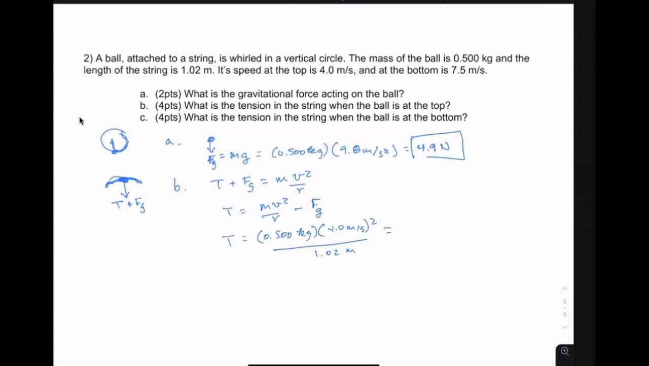And we have to be careful to remember to subtract the gravitational force, which I was about to forget to do, which we calculated in part A. So the result is 2.94 newtons.